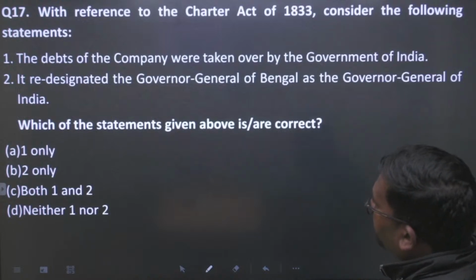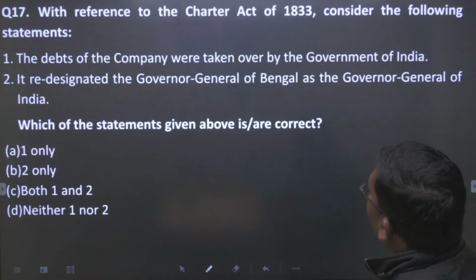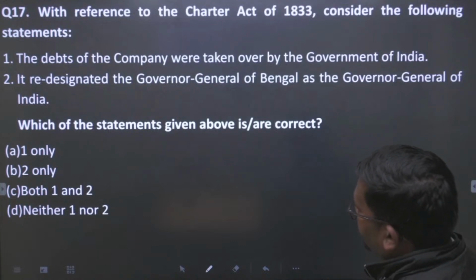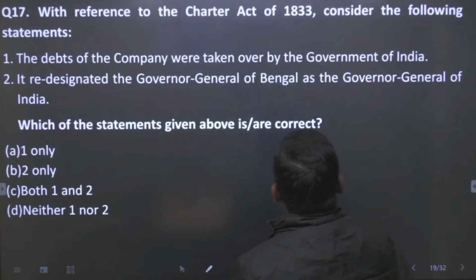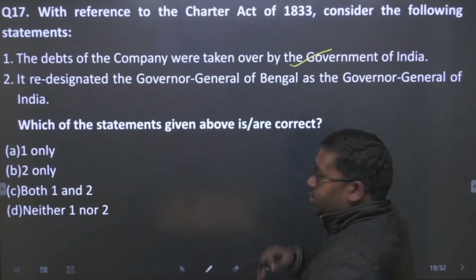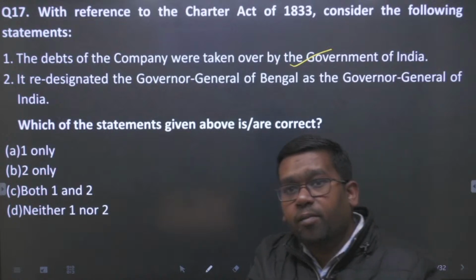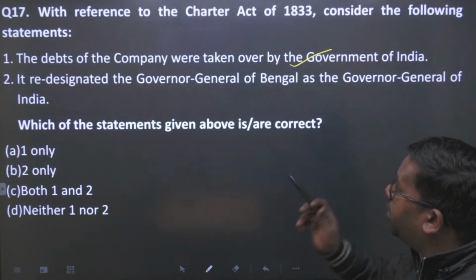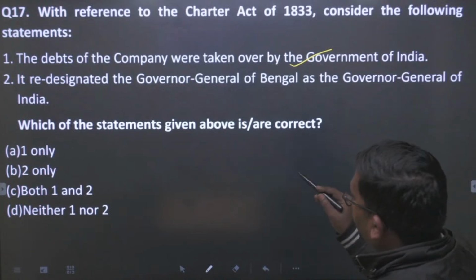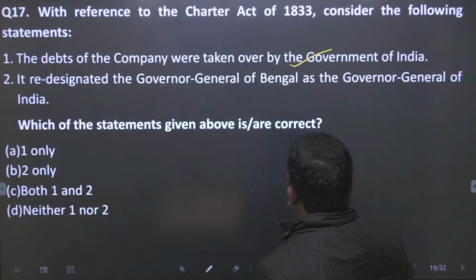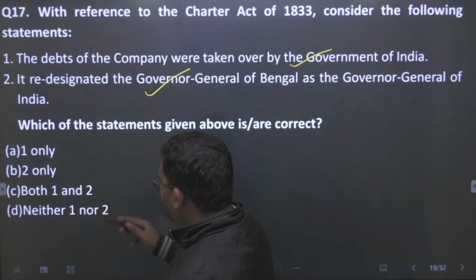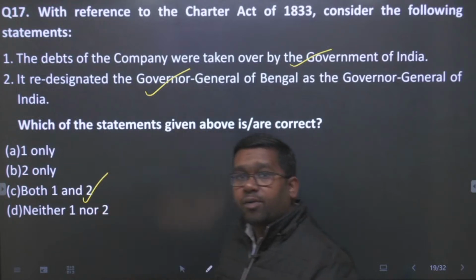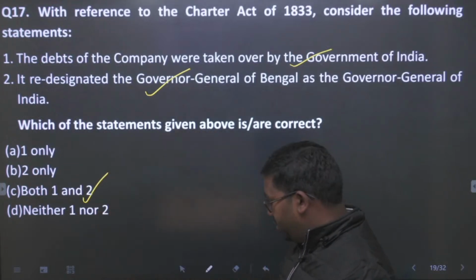Then we have, with reference to the Charter Act of 1833, consider the following statements. The debt of the company was taken over by the government of India. It is true. The company debt had been taken over by the government of India. It redesignated the Governor General of Bengal as the Governor General of India. This is also true. So C will be the answer of this question.